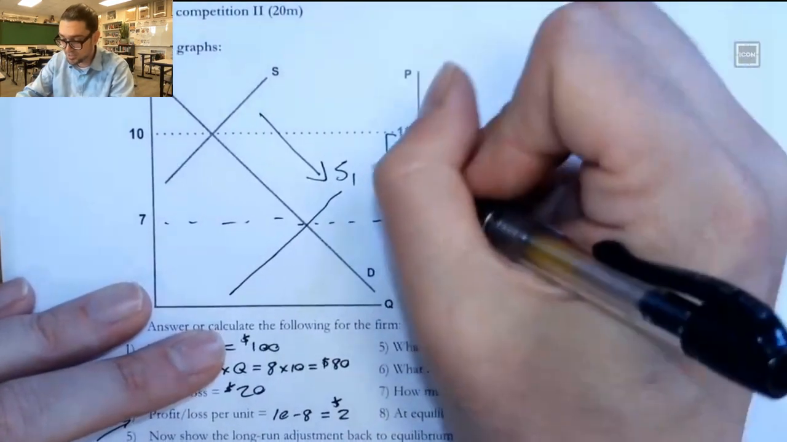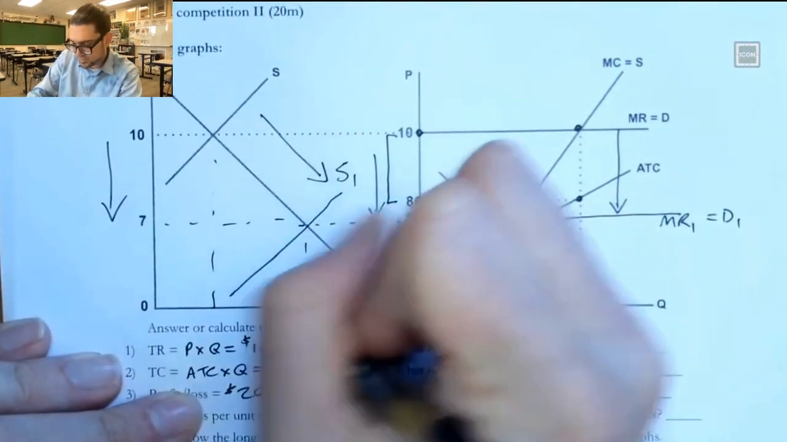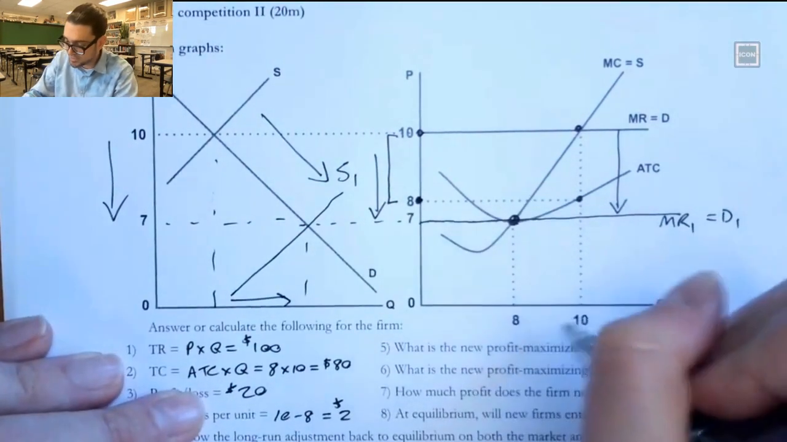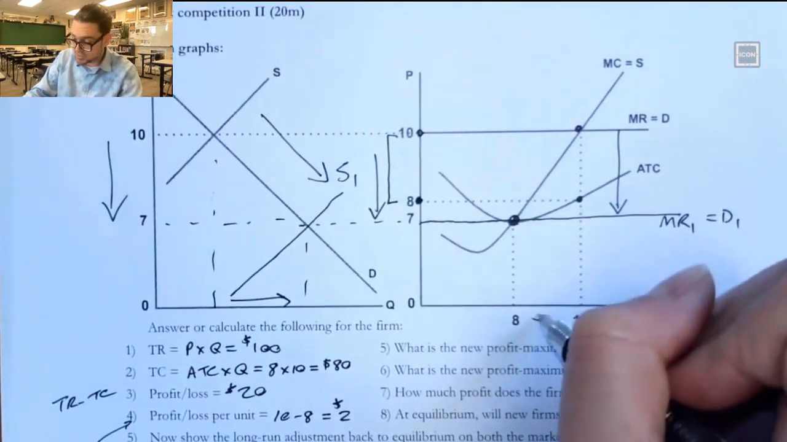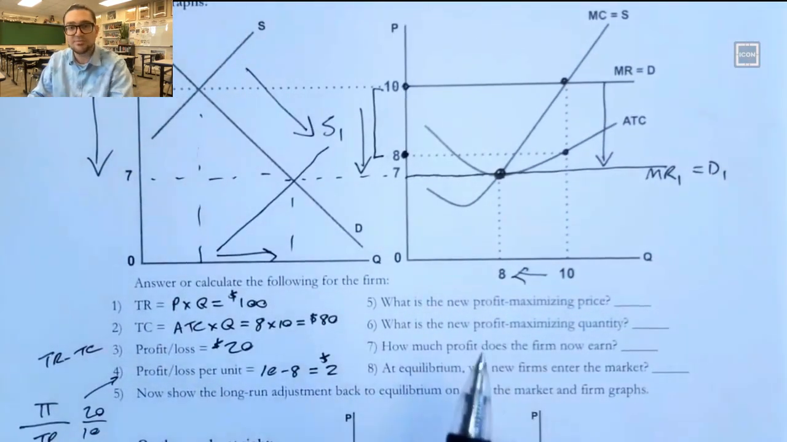And so Mr. DARP's going to go down, our price is going to go down. We're going to increase the quantity in the market. And this firm is actually going to stop producing 10 units. Now they're going to produce only 8 units. That's where they're going to profit maximize.